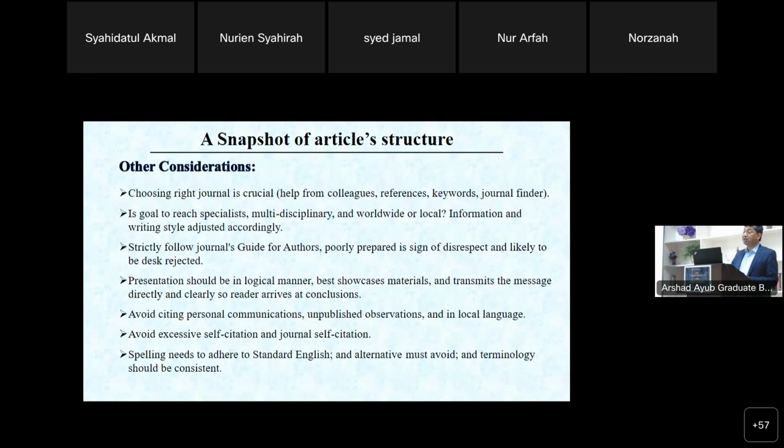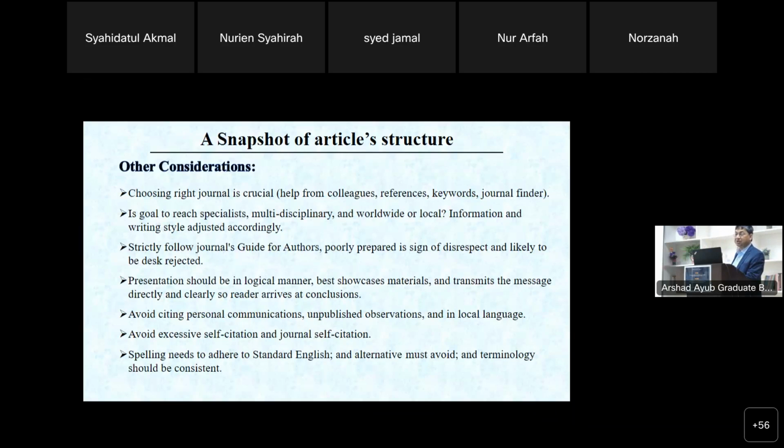Now, avoid excessive self-citation. Oh, Kabir Hassan did this and this and this and that. Don't do that. It's riya. It's not riya only in the religious sense, but in the paper itself. Some people have this egoism, right? They think that they are the only person. It doesn't help. Journal self-citation also, too many citations of the same journal, is not taken positively.